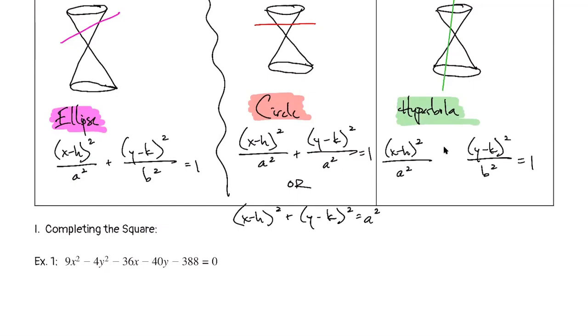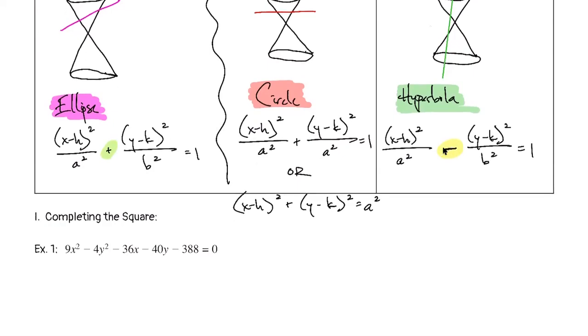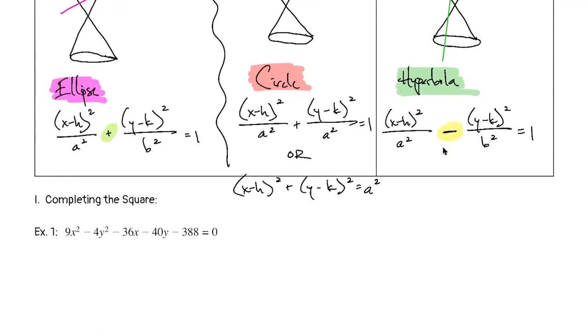However, instead of a plus sign in between, we have a minus sign in between. Okay. It is subtraction. Yes, that is a very long subtraction sign that I have in there, but I really wanted to emphasize it that when we look at hyperbolas, it is a subtraction sign in between. Okay. So it could look like this with the X in the front and then the Y in the back, or it could be Y minus K squared over A squared minus X minus H squared over B squared equals one. So sometimes the X is in the front and sometimes the Y is in the front. And for the hyperbola, it will make a difference, okay?